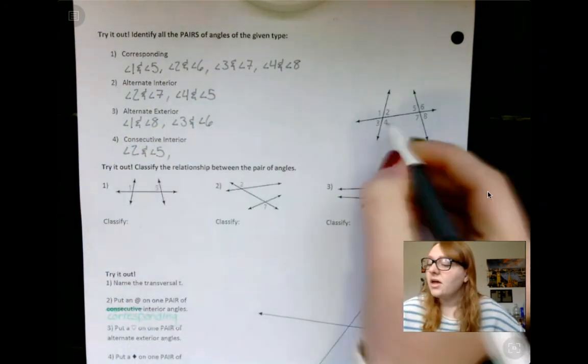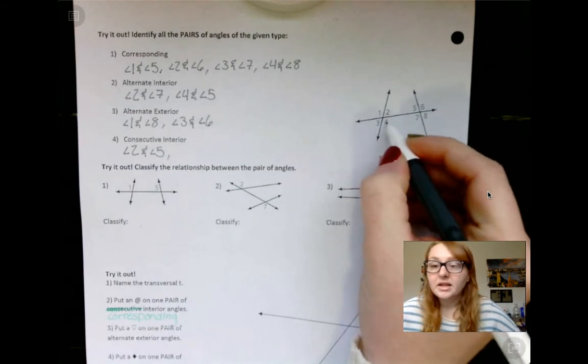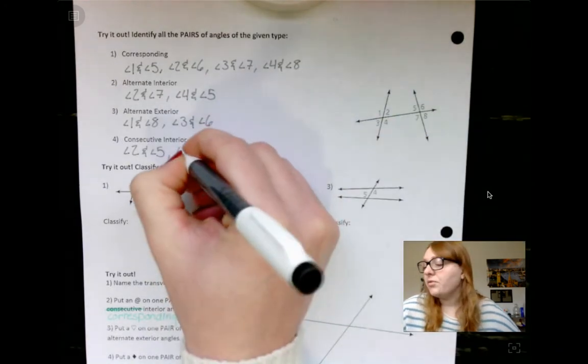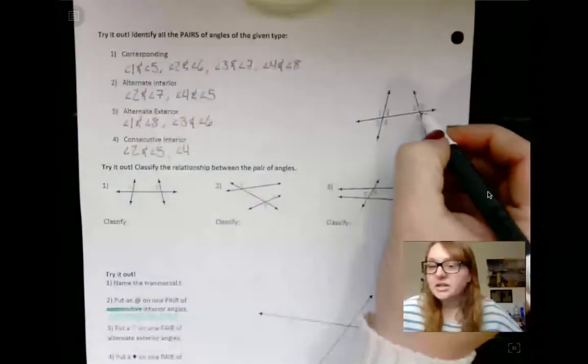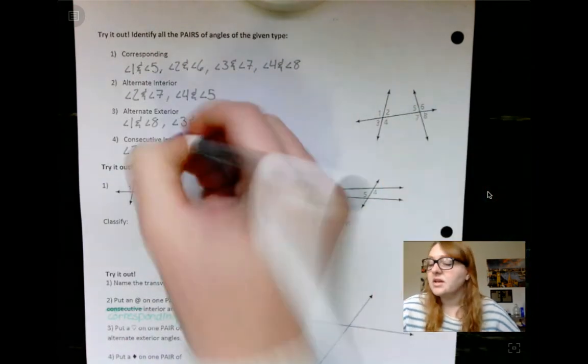And then the other one, we have angle 4 here. That's the other interior angle on this first intersection. So we have angle 4 that is below the transversal. So on the other intersection, we want inside and below, which will give us angle 7.